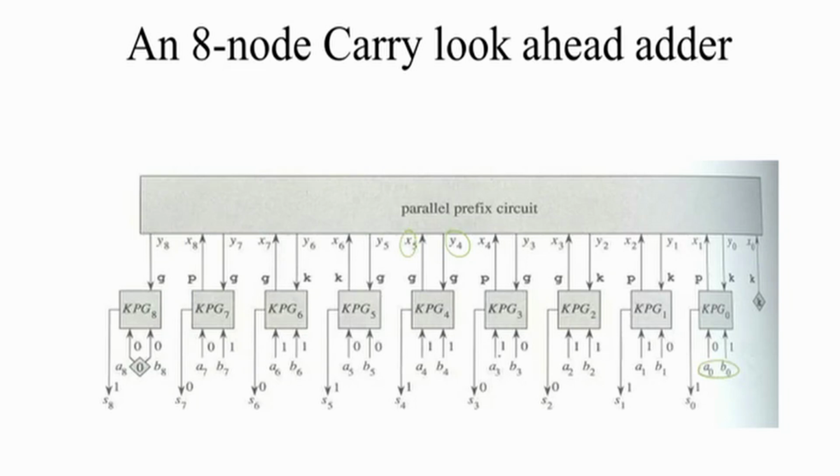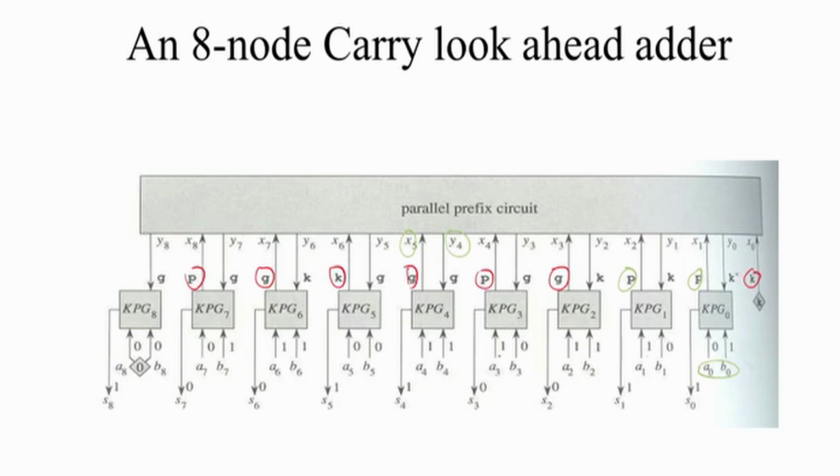So here also there is an example: 0 1 means it is propagate, 1 0 is propagate, 1 1 is generate, 1 0 is propagate, 1 1 is generate, 0 0 is kill, 1 1 is generate, 0 1 is propagate, right, and nothing more here, okay. And of course the first C0 is kill. Now I give it to the circuit.